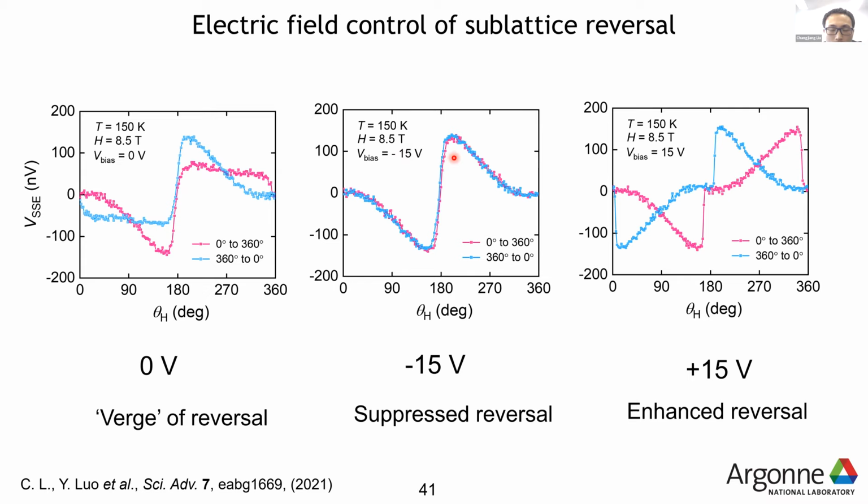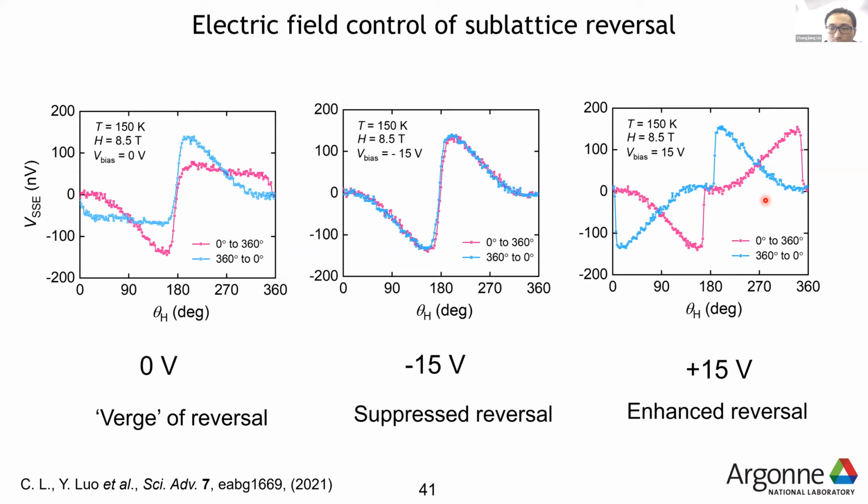While when we apply a positive 50 volt, we can see a fully hysteretic behavior. This measurement is very similar to the measurement at higher magnetic field. But here, we do not need to change the magnetic field. We just need to apply a gate voltage.